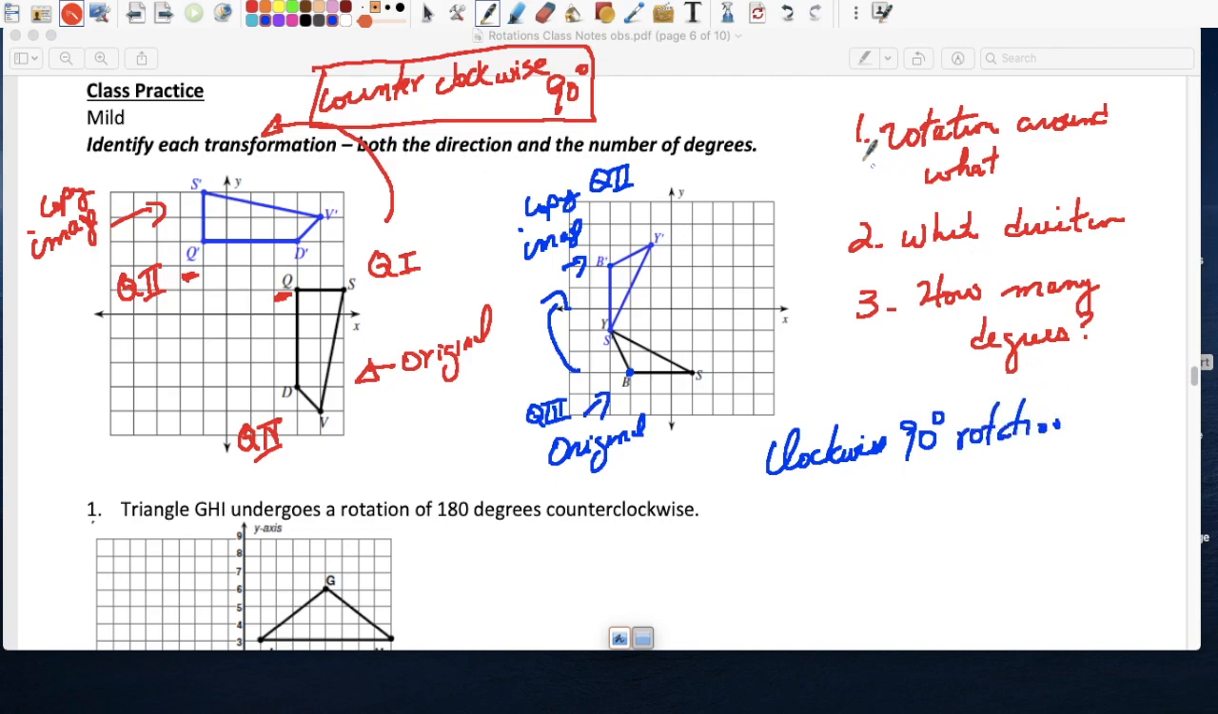Sorry, I forgot the first one. Rotation around what? Well, they're all rotating about the origin right here. Okay, so imagine a string, like the tetherball game. Imagine a string, and they're all rotating around the origin. So think of this as the sun, and this little triangle thing as a planet that's going around that sun. Okay.